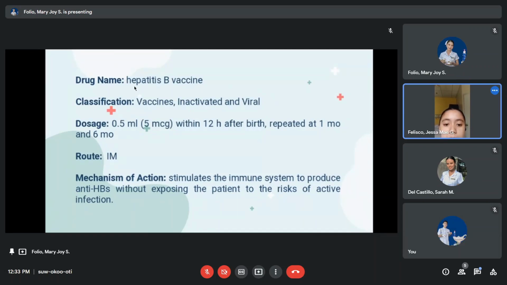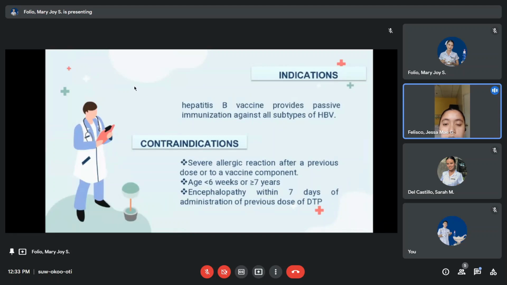Next slide, please. For the indications, hepatitis B vaccine provides passive immunization against all subtypes of hepatitis B virus. For the contraindications, we have severe allergic reaction after a previous dose or to a vaccine component. This is also contraindicated in age less than 6 weeks or more than 7 years, and also encephalopathy within 7 days of administration of previous dose of BCG.